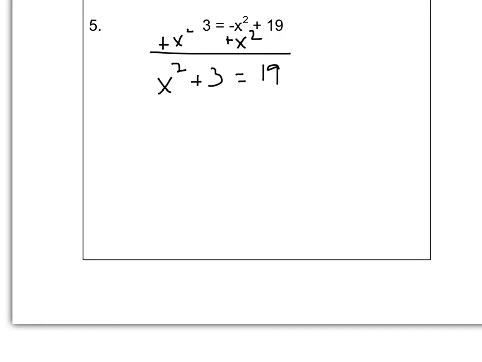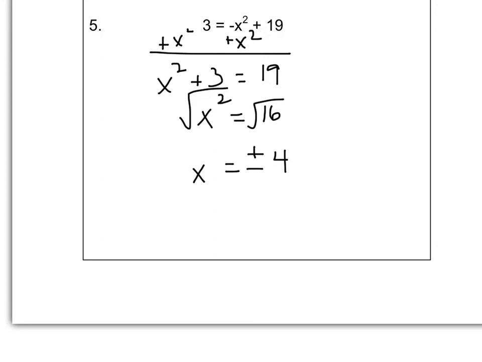Now, again, I've got an x squared term, no middle term. Got to get it by itself. We're going to subtract 3. So x squared equals 16. Take the square root to get rid of that square. So now this becomes x equals positive and negative square root of 16, which is a perfect square, 4. So, solving quadratic equations by square root.